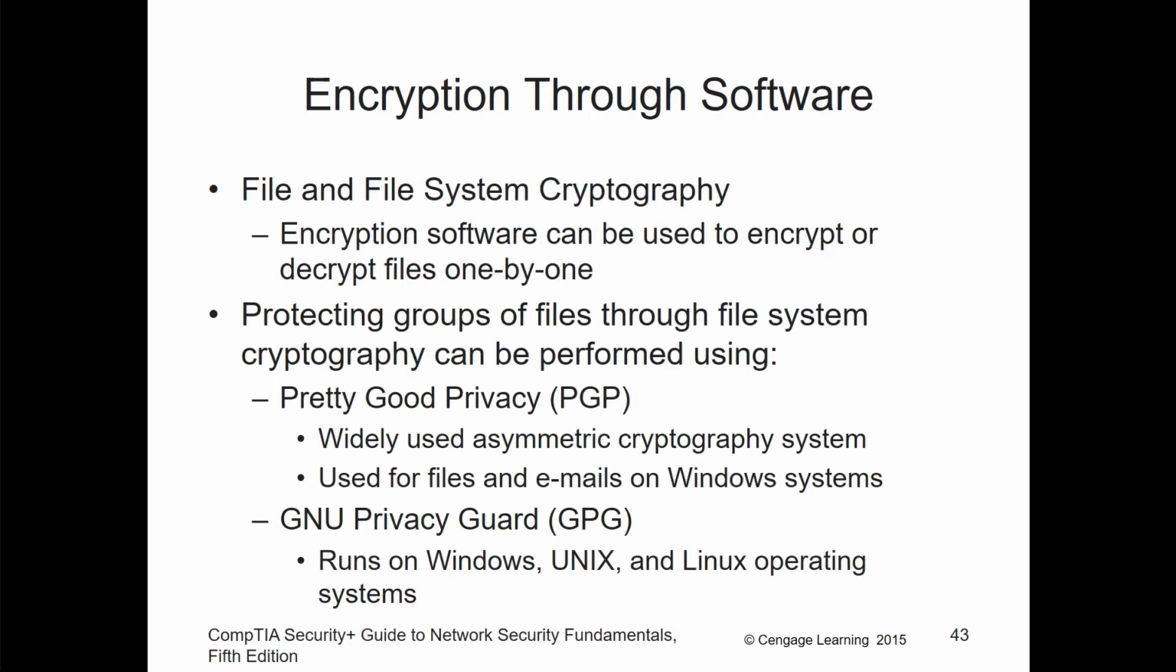We also have things like file and file system cryptography. That's the encryption that can be used to encrypt or decrypt files or folders or an entire hard drive. We also have what's called Pretty Good Privacy, PGP, or Pretty Good Protection, depending on who you talk to. This is a widely used asymmetrical cryptography system, typically for emails. We have the GNU Privacy Guard, GPG. This runs on Windows, Unix, and Linux operating systems. And again, it's another way to protect files, folders, and the overall file system.